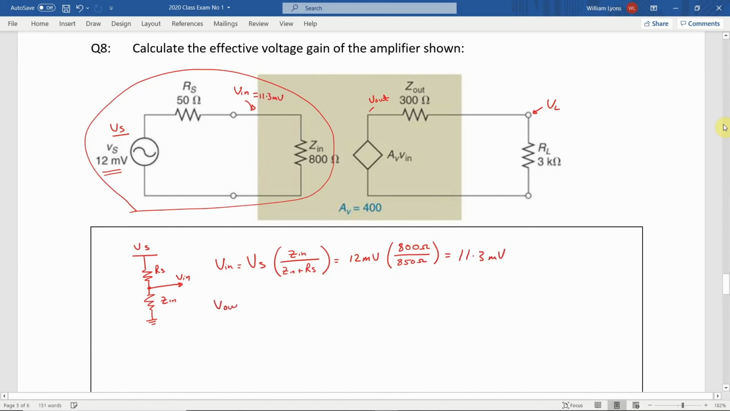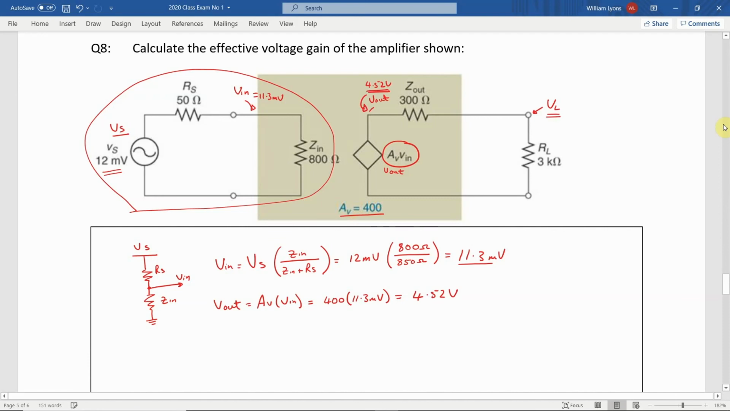We can now calculate V out, the output voltage from the amplifier, using the gain times V in, AV times V in. AV, as illustrated here, is a gain of 400, and V in we've just calculated as 11.3 millivolts. So applying those values to the equation, we get a V out of 4.52 volts. So looking at the circuit diagram, this gives us 4.52 volts at this point.